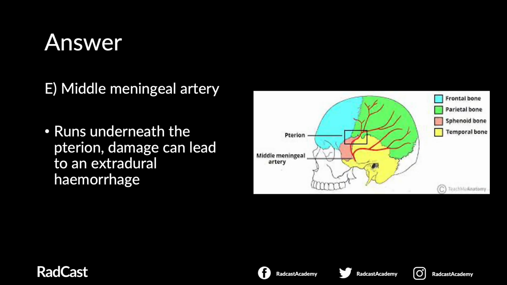Okay guys, the answer was E, the middle meningeal artery. The last question sort of gave it away, but the middle meningeal artery runs directly underneath the pterion, so trauma to the pterion can result in a fracture, which can also result in tearing of the middle meningeal artery, leading to an arterial bleed and an extradural hemorrhage.